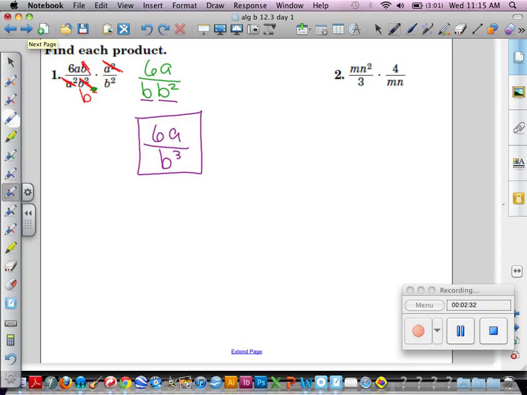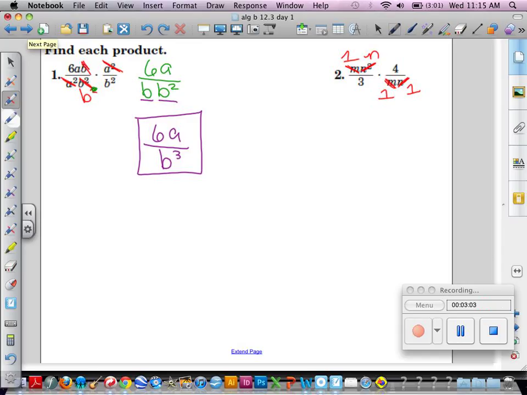Let's look at example number 2. All right, I'm going to cancel what I can from the top and the bottom. I see an m on the top and an m on the bottom. By the way, when you cancel things out and both of those things get crossed out, they really are becoming ones. Also, I have an n and an n on the top. So this n cancels and becomes a 1, and n squared becomes just an n.